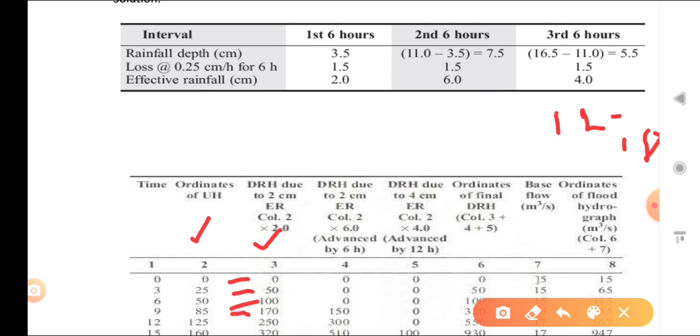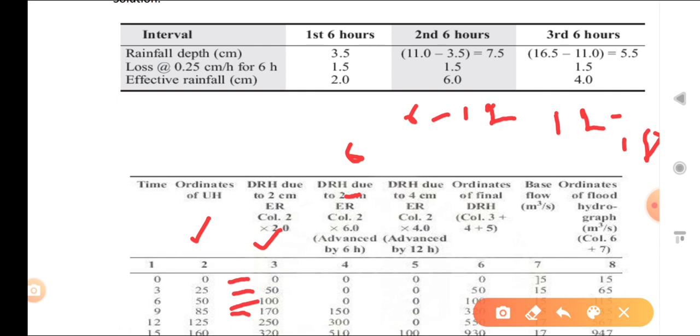Now you can see the second rainfall intensity starts from where? It starts from 6 to 12. So first of all, we have to find the DRH due to the 6 hours. That is not 2 centimeter, that is 6 centimeter. So now we have to find the DRH due to 6 centimeter rainfall. What is the duration? That is 6 to 12. So now we have to find the ordinate of DRH due to 6 centimeter.